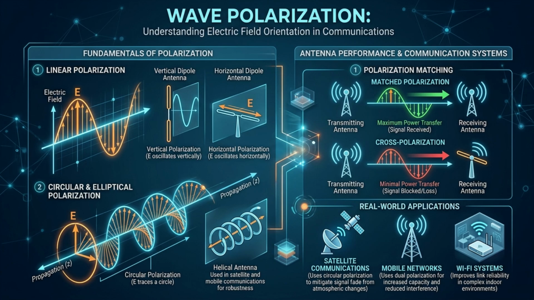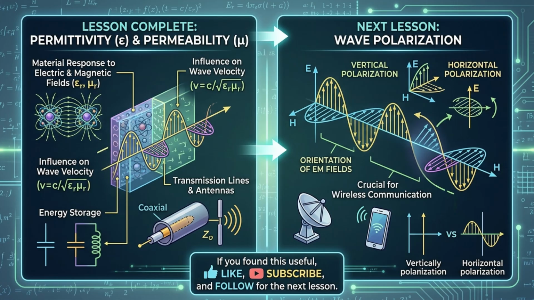In this lesson, we learned that permittivity and permeability describe how materials respond to electric and magnetic fields. We also saw how these properties influence wave velocity, energy storage, transmission lines, antennas, and RF system design. In the next lesson, we will explore wave polarization and discover why the orientation of electromagnetic fields plays a crucial role in wireless communication.